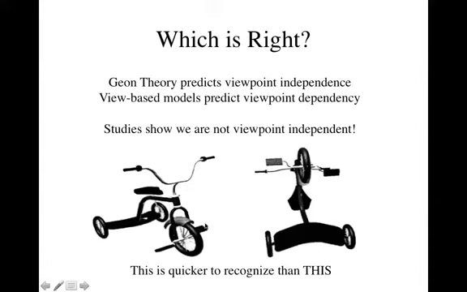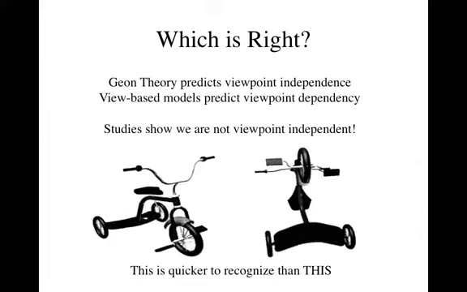But empirically, we find this is not the case, and so view-based theories predict that it might be more difficult to recognize an object in this viewpoint than this viewpoint, because what you've stored is a view such as this one, and in order to recognize this one, you'd have to do something like mental rotation to get to it.